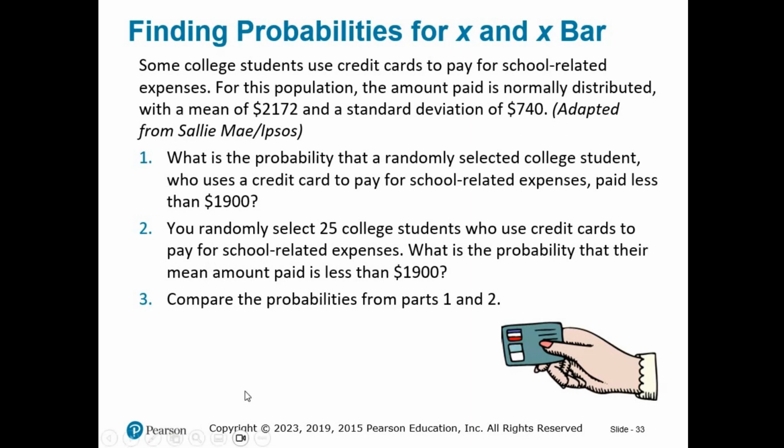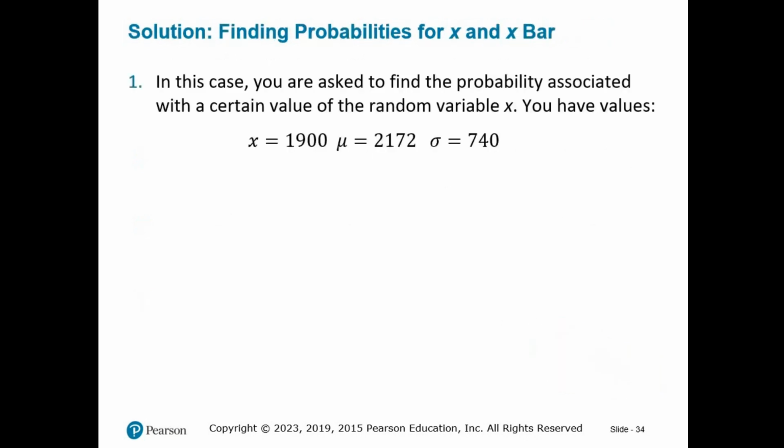Okay, so number 1 is actually a problem like what we've seen in the past, because the purpose is to compare it to the questions from this section. So let's consider it. We have one question and we want to see the probability that they paid less than some number. Sounds like a z-score problem to me. So let's set it up to find a standard score. We have all the components we need. The x value is 1900, the mu is 2172, and the standard deviation is 740. So pause the video and find that z-score.